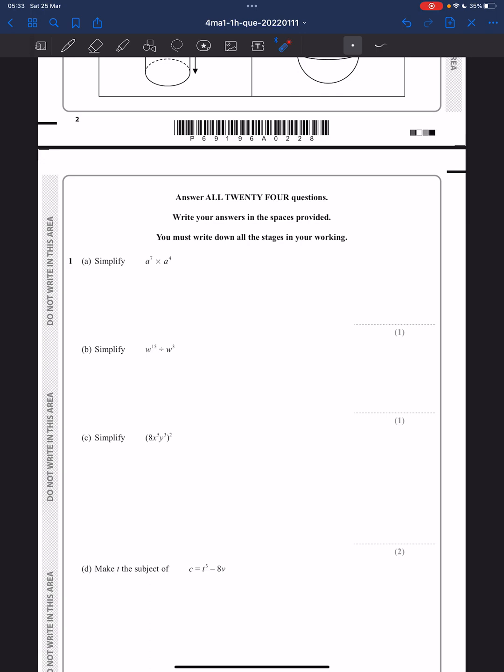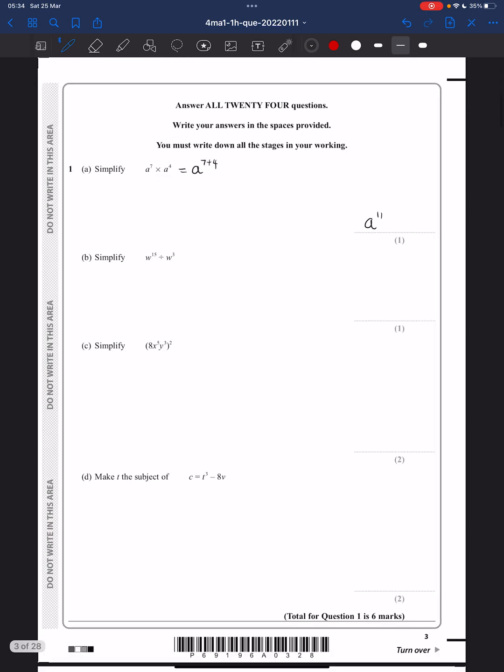Right, so the first one. Simplify a to the power 7 times a to the power 4. And it's written like that. You add the powers, so it's a to the power 11. Next one, simplify w to the 15 divided by w cubed. And when it's divide, we subtract. So it's w to the power 12.